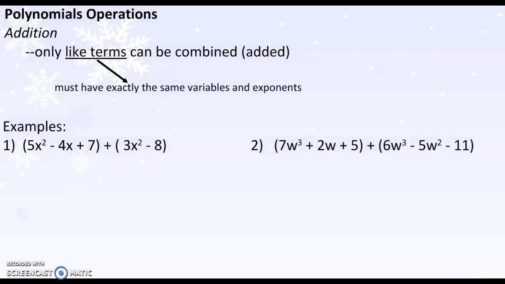Polynomial operations for addition are very similar to what we did on the Delta Math assignment, so make sure that is completed before you do today's homework, where we only add our like terms and we combine them by adding the coefficients. We don't touch the exponents because that changes what they're worth. We're just collecting. That's what adding is. Collecting how many of the like terms, and like terms again must have exactly the same variables and exponents. Otherwise they are not considered like terms.